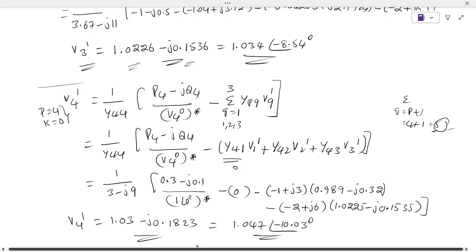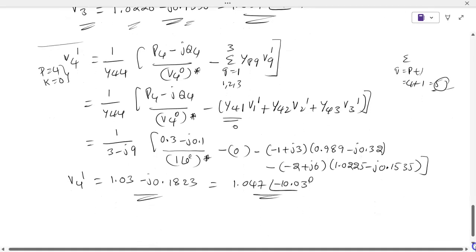As per the Q limits they have given, we have checked that already. This is the procedure for the Gauss Seidel load flow analysis method with PV and PQ buses. Now we'll see the second case.